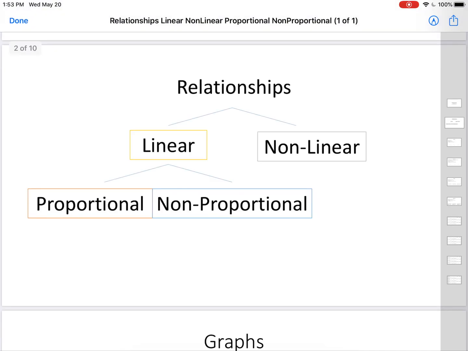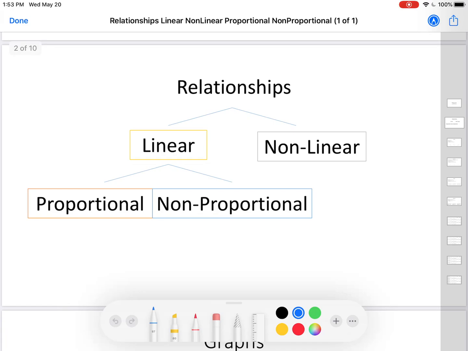Okay. So there's all sorts of relationships, but basically they come down to two different kinds: linear and non-linear. Now, nonlinear relationships, nonlinear equations, nonlinear functions, they're great, they're just not linear. Linear comes in two different kinds. We are either proportional or non-proportional. There is no such thing as a proportional nonlinear relationship. That doesn't exist. To be proportional, it has to, by definition, be a linear equation, a linear relationship, a linear function.